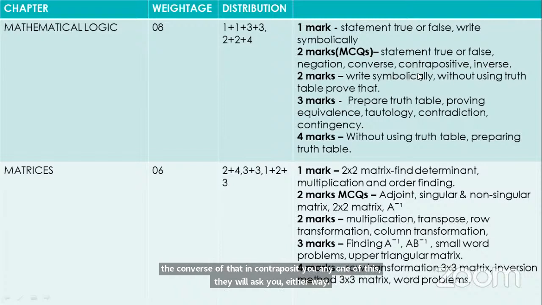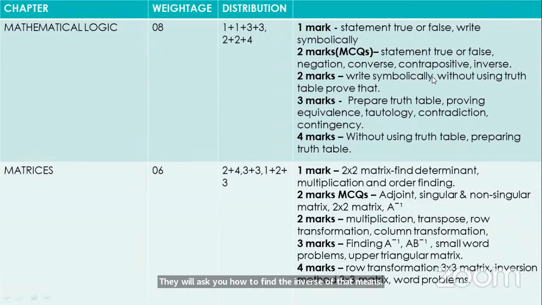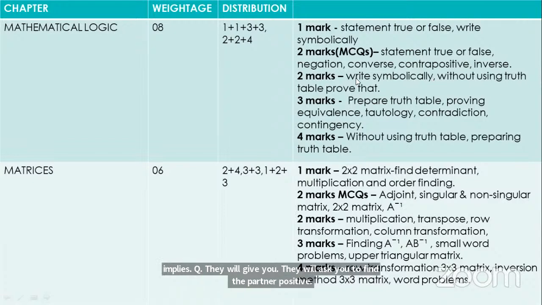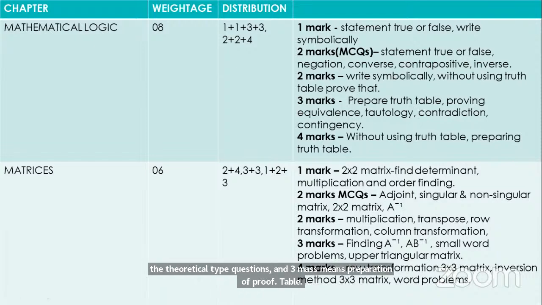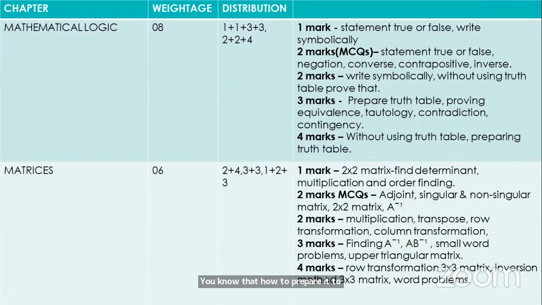Means P implies Q, they will give you. They will ask you to find the contrapositive. Okay. So, and for 2 marks. Again, this is 2 marks means it is for multiple choice, and 2 marks means it is a written. So now here again writing symbolically, again small truth tables also they may ask you. For these are the theoretical type questions. And 3 marks means preparation of truth table. You know that how to prepare a truth table. Okay. So that type of examples will be there.